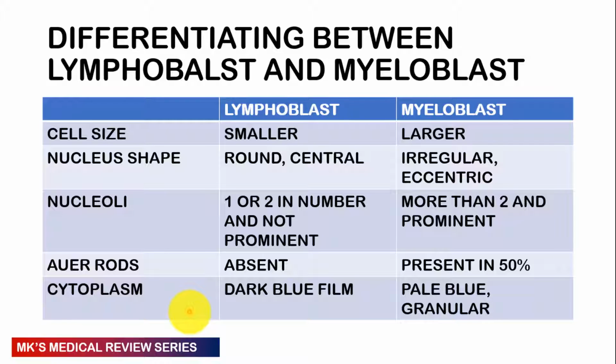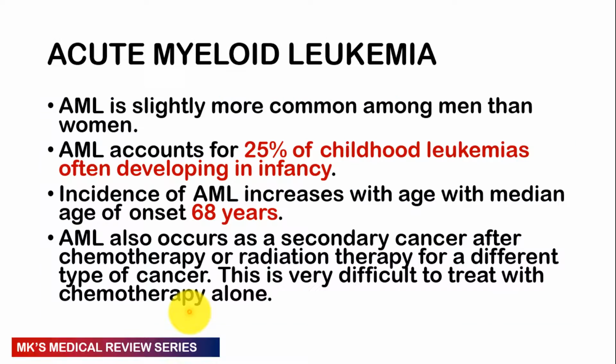Remember this table that was differentiating between the lymphoblast and the myeloblast? You can pause the video to help you recall this information. I won't spend time on this because I already talked about it earlier on. Now remember that acute myeloid leukemias, just like lymphoid leukemias, are slightly more common in men than in women. They account for about 25% of childhood leukemias that often develop in infancy. But the incidence increases with age, and the median age of diagnosis or onset is about 68 years. So they are much older than the patients that we see in acute lymphoblastic leukemias.